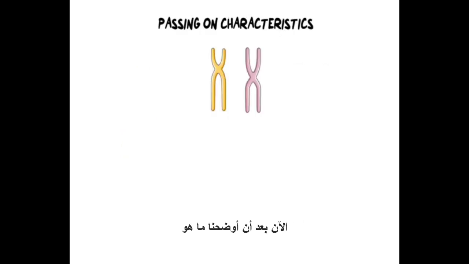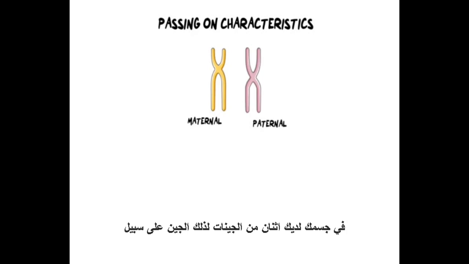Now that we've clarified what an allele and a gene is, we now need to look at how you actually pass those characteristics on. In every human being, you have 46 chromosomes, and they come in pairs, or homologous pairs. The pairs are made up of a maternal chromosome, which you got from your mother, and a paternal chromosome, which you got from your father. And what that basically means is for every single gene in your body, you have 2 alleles for that gene.